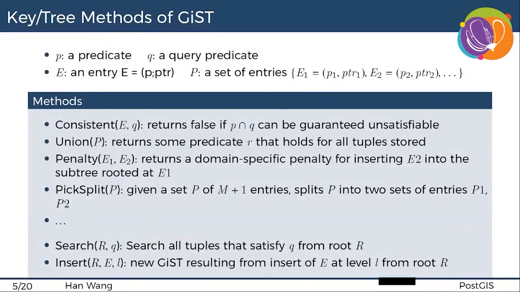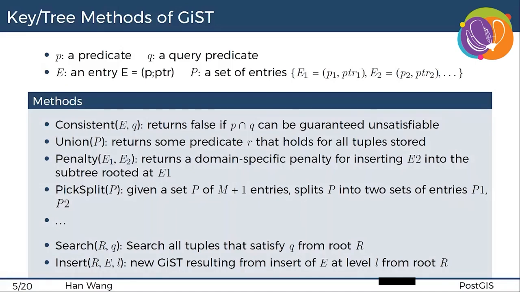We should know that GiST is a high-level abstract definition. With these key tree methods implemented, it will become some actual index data structure. As you can see, P is for a predicate, Q is for a query predicate, and E is an entry, P is a set of entries. The most important key methods are consistent, union, penalty and picksplit.